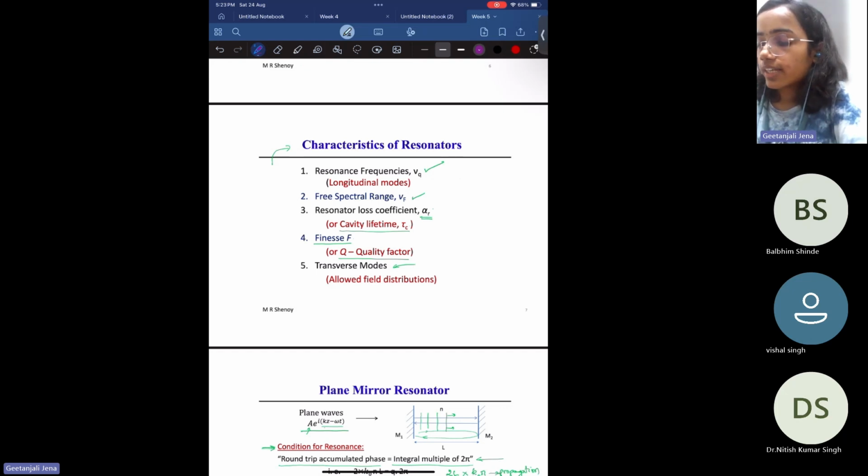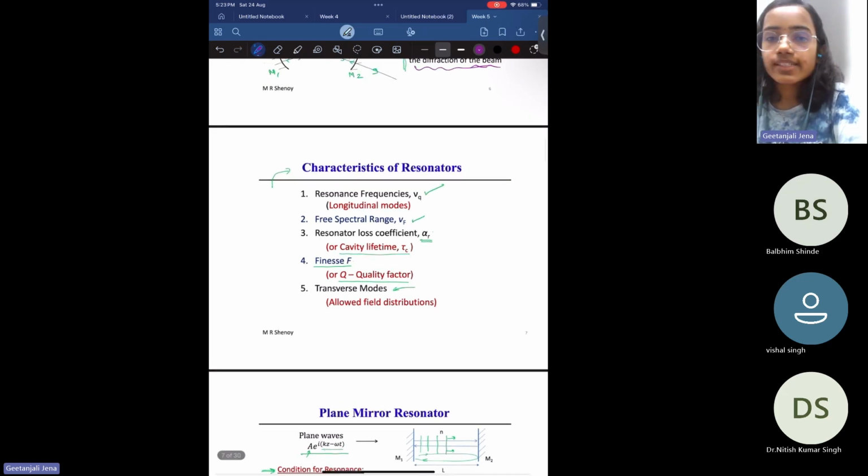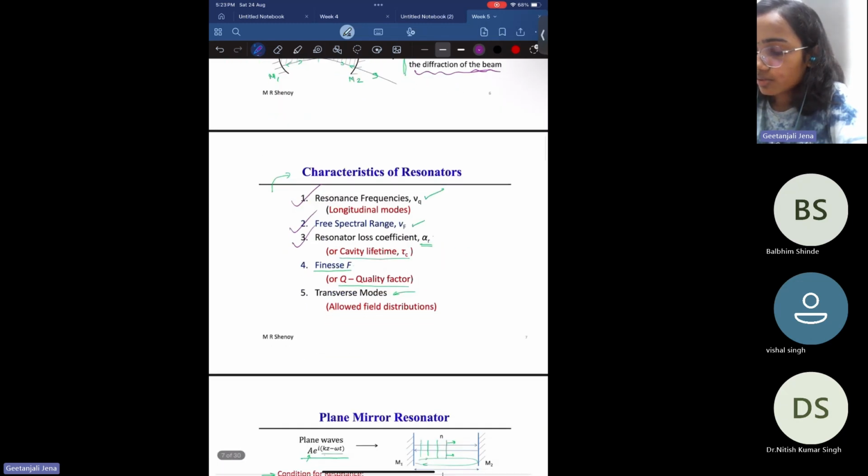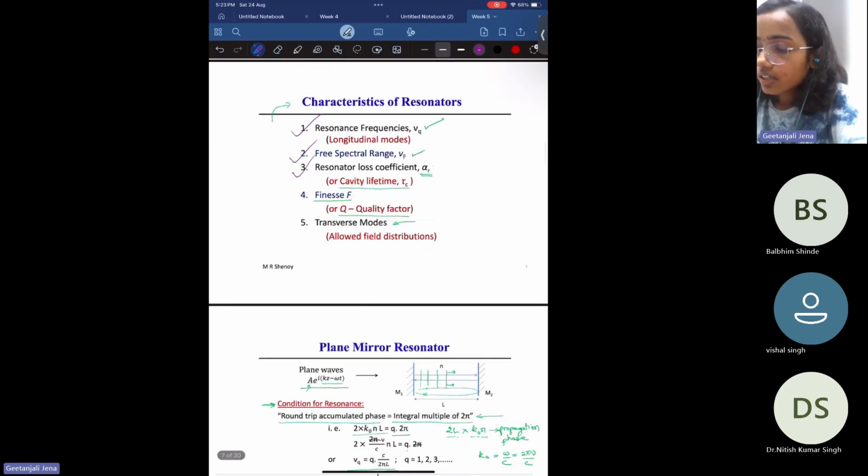Okay, so let us move to the next part. Now we'll see different parameters that characterize a resonator. How we can characterize different types of resonator based on its resonance frequency, nu q, and free spectral range, resonator loss coefficient, fineness, which is also related to the quality factor, and transverse mode, which describes the allowed field distribution.